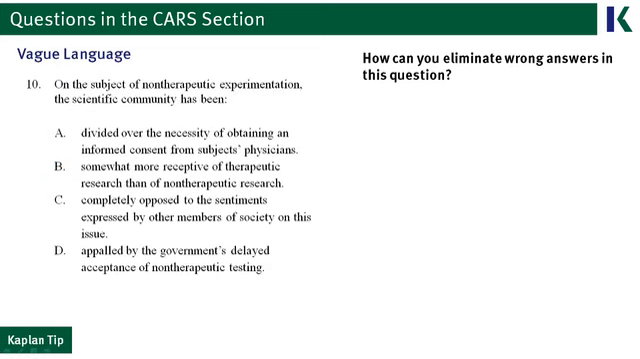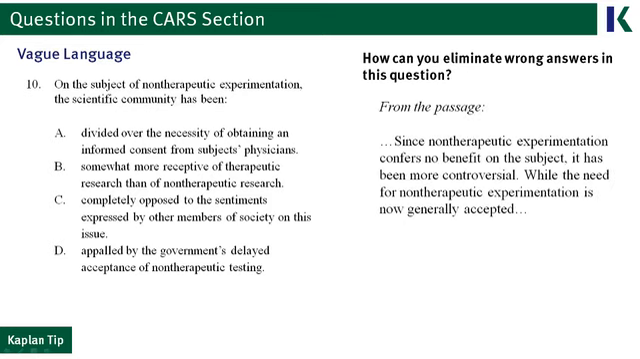Number 10 is specifically about non-therapeutic experimentation, which is what our passage excerpt was about, so we do know a little bit about it. We can go back and look at what the author said about it. We see that the author said it's controversial, but it's also generally accepted. So we're looking into our answer choices, and again, we're going to eliminate anything that doesn't go along with those two guidelines of it being controversial and yet generally accepted.